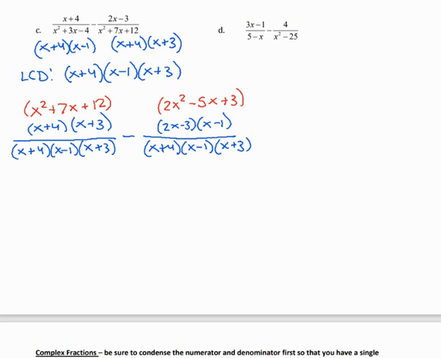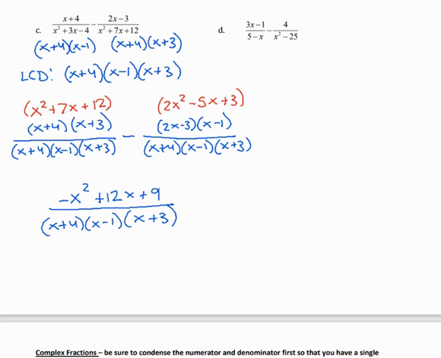Be careful here, we're subtracting, right? So what is that new numerator going to be? I'll have x squared minus 2x squared. That gives me negative x squared. I'll have 7x minus negative 5x. Recall that's really going to be plus, so plus 12x. And then 12 minus 3, which will be 9. So here's my numerator, and I then just copy my common denominator.